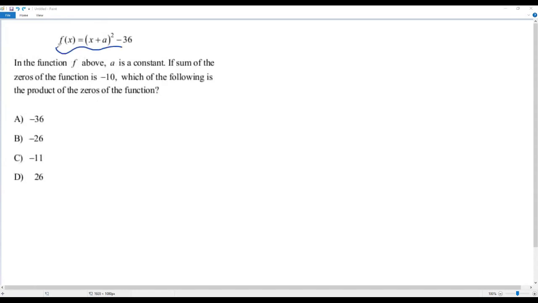Okay, the given function is a quadratic function. So usually we'll have two zeros for a quadratic function. And here we have the sum of the two zeros, that is −10, and we have to get the product of the two zeros. Here the given quadratic function is in vertex form.